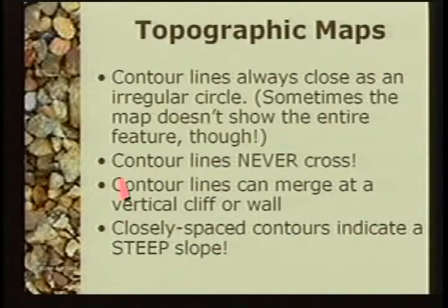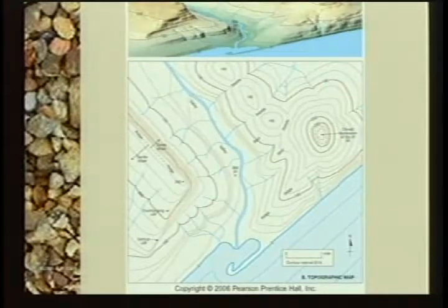Now, contour lines can come together and merge if we have a cliff or a vertical wall, because a vertical surface represents several different heights above the surface of the earth. The closer together that contour lines are, the steeper the slope. Widespread contour lines indicate flat, low slope land, but when you get them very close together, you're looking at steeper terrain. Let's take a look.